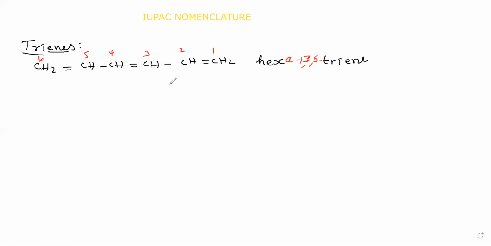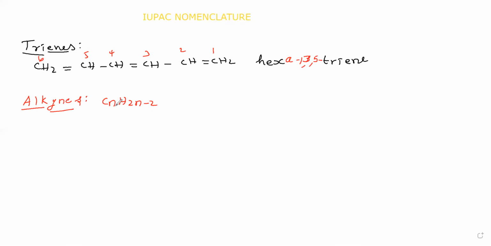Next we will take alkynes. Next homologous series is alkynes. Here this alk indicates number of carbon atoms. This yne indicates C≡C triple bond. The alkynes general formula is CnH2n minus 2.